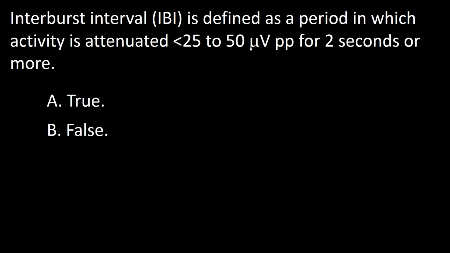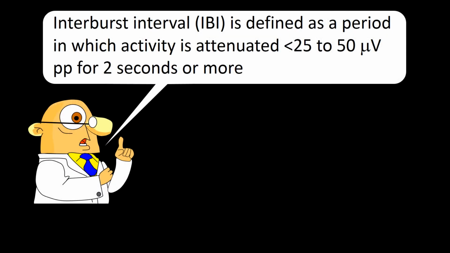Next question. Interburst interval is defined as a period in which activity is attenuated less than 25 to 50 microvolts peak to peak for 2 seconds or more. A true, B false. Interburst interval is defined as a period in which activity is attenuated to less than 25 to 50 microvolts peak to peak for 2 seconds or more, and that is true.